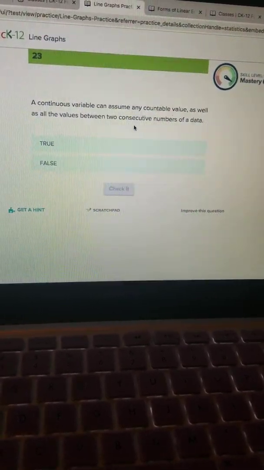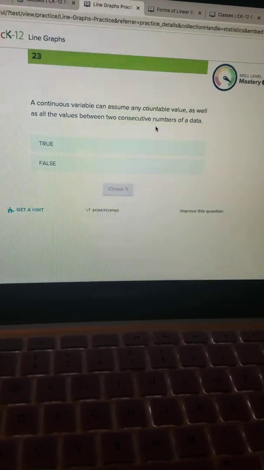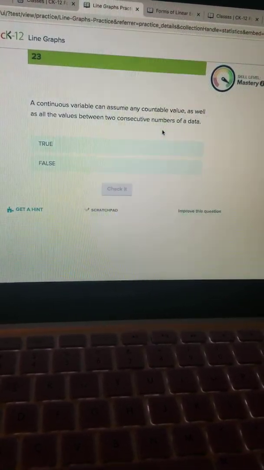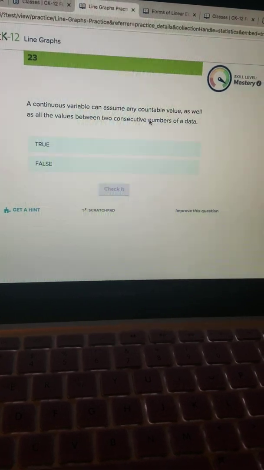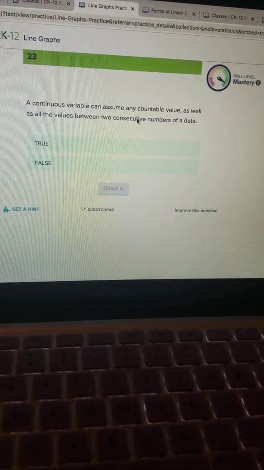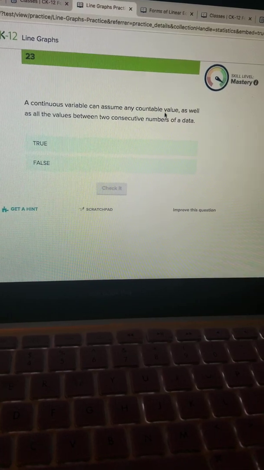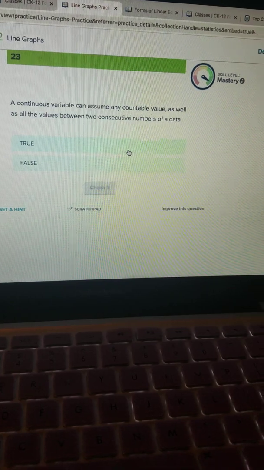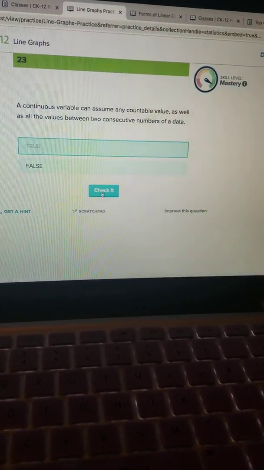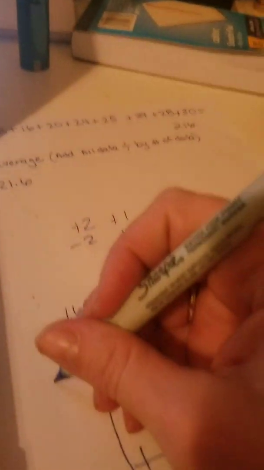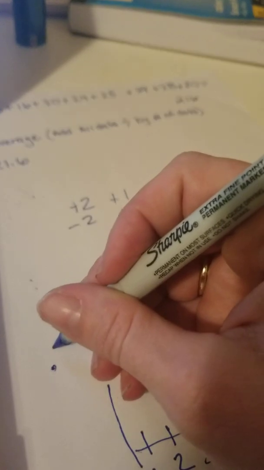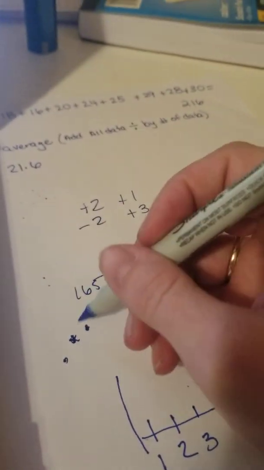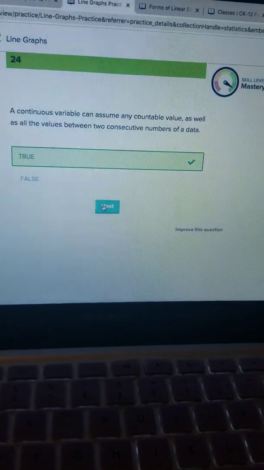A continuous variable can assume any countable value, as well as all the values between two consecutive numbers of data. You have to look close, but if I have a point here and a point here, I could probably guess what that point is by looking at the line. You know what I mean?